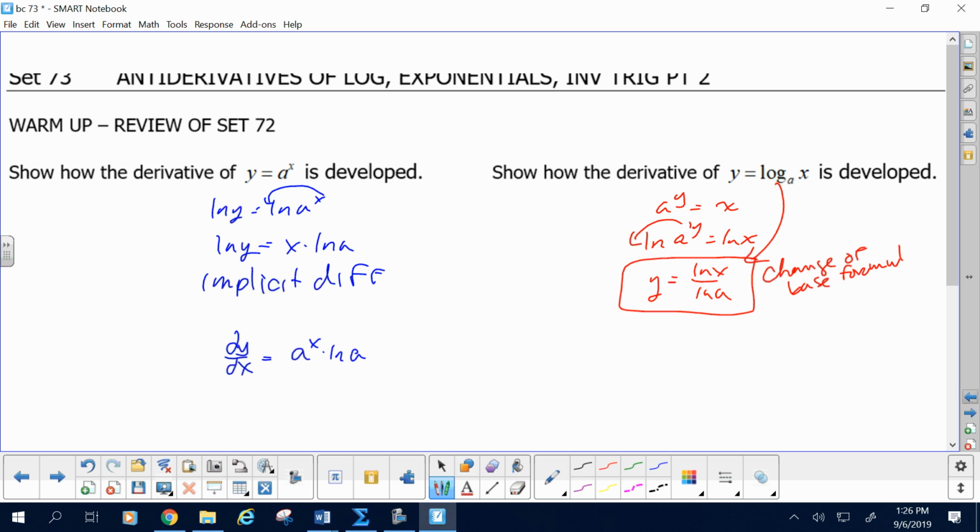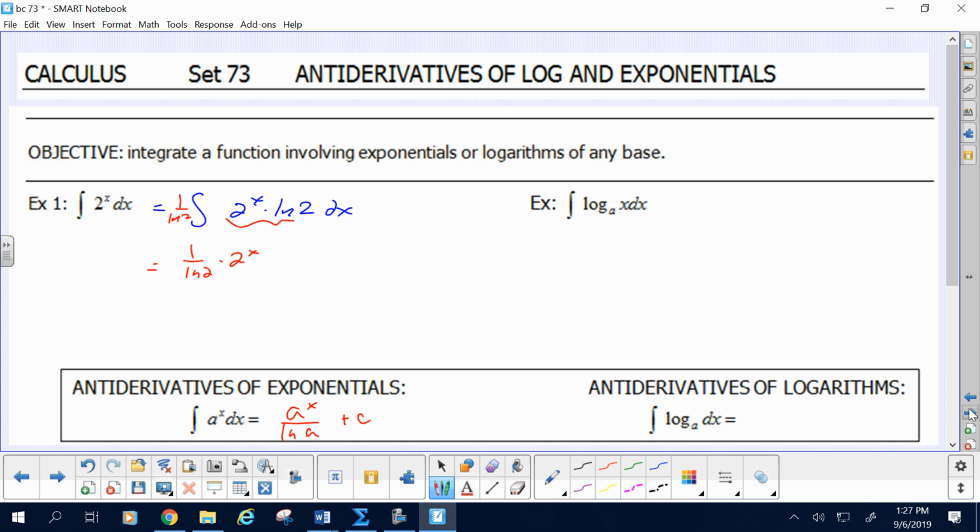I can change log base a of x to natural log of x over natural log of a to change the base. Now keep that in mind as we do this guy. If I want to integrate log base a today, we're going to change the base. It'll change to natural log of x over natural log of a. Natural log of a is a constant, or numerical. So 1 over natural log of a out front, and let's just integrate natural log.